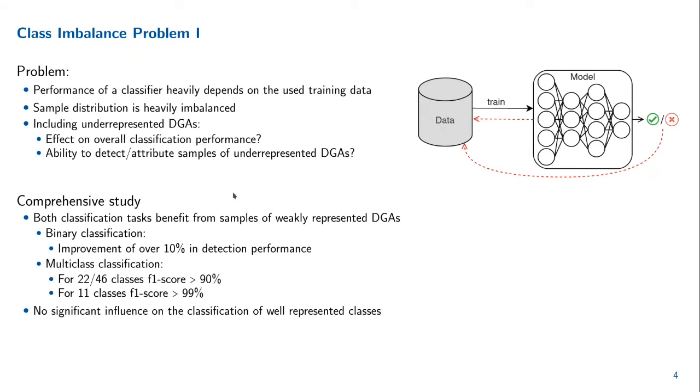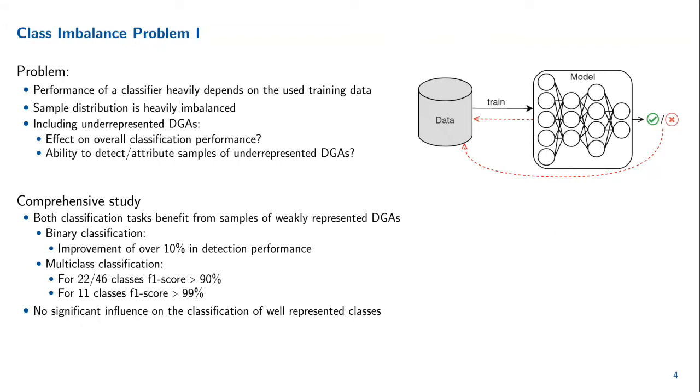We did a comprehensive study, and here we showed that both classification tasks benefit from including samples of weakly represented DGAs. For the binary classification task, we could improve its detection performance by over 10%. And for the multi-class classification problem, we could show that for 22 out of 46 DGAs, which were in the group of the weakly represented classes, we achieved an F1 score of over 90%, and for 11 classes, even an F1 score of over 99%, only by including these samples.